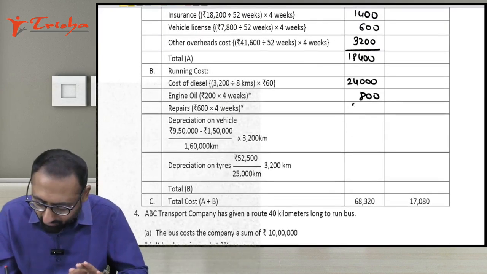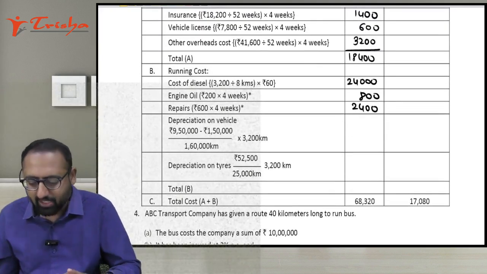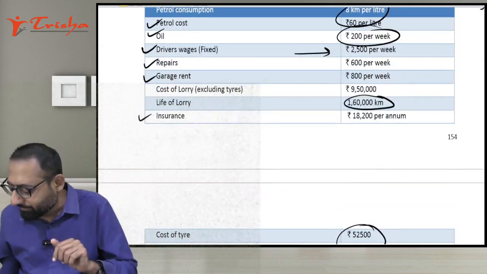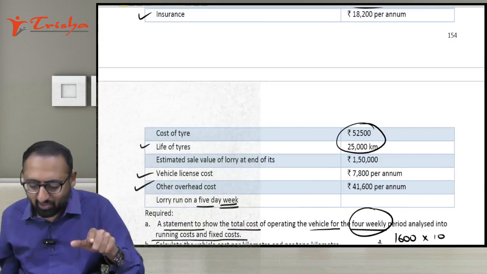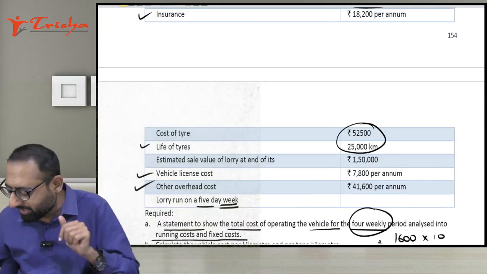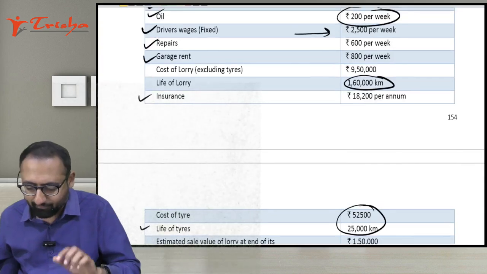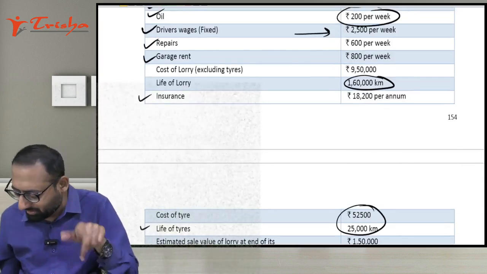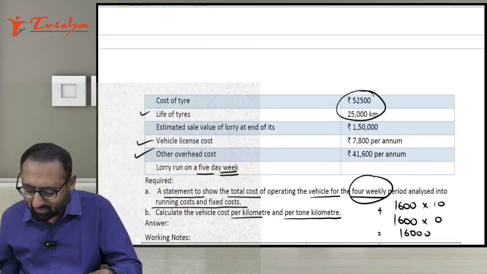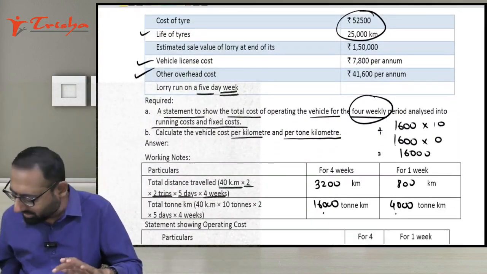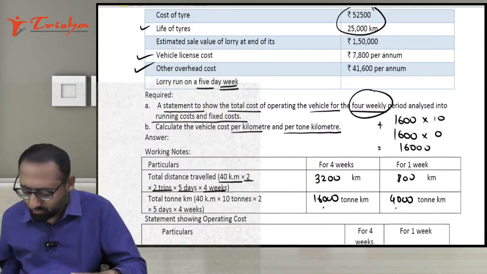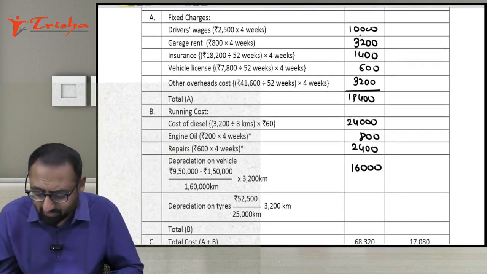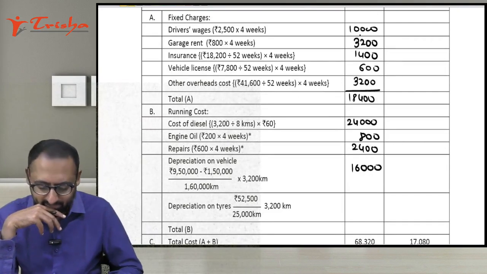600 per week, it will be for 4 weeks, 2,400. Next, depreciation, you can check that. Cost is 9,50,000 minus its residual value, which is given as 1,50,000, divided by life, also given in kilometers, and it will run 1,60,000 kilometers, and in that 4 weekly period it is running only 3,200 kilometers. So 16,000 will be your cost of that depreciation.